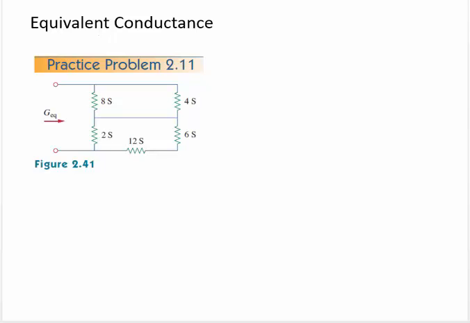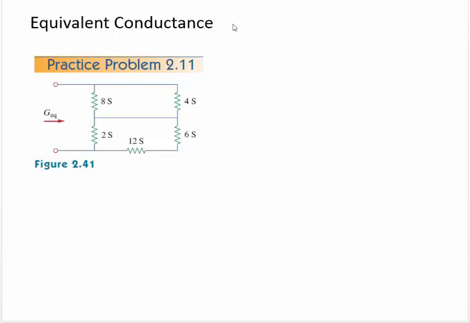In this video, we're going to finish up Chapter 2 and work 2 example problems. One example problem is going to be finding equivalent conductance, and the other one is a delta-Y conversion problem. Sometimes it's easier to work with conductance instead of resistance. So the problem I'm going to do is problem 211, which says to find equivalent conductance.